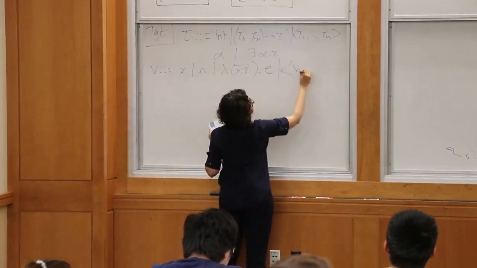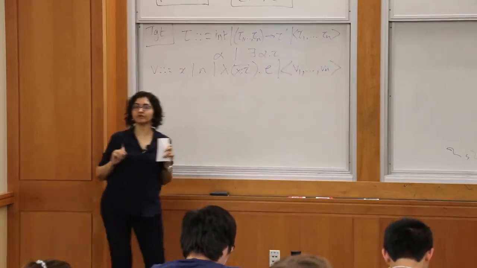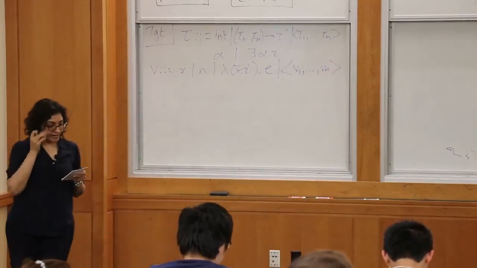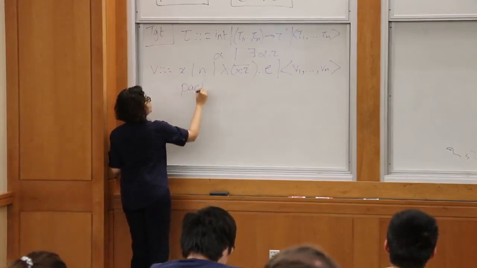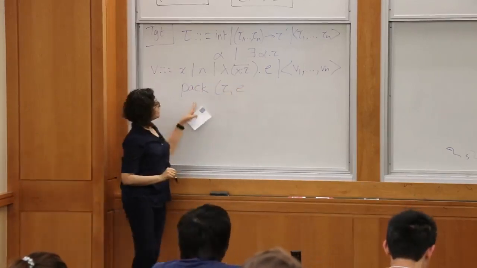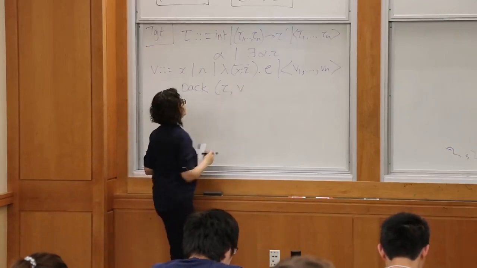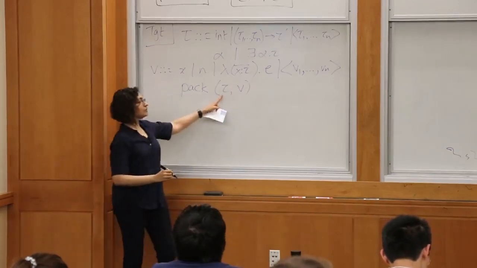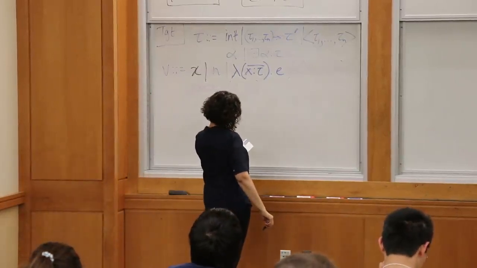My tuples, v1 through vn. And then we have to have values for pack, which takes the form pack, well, this is a value, so I have to put a v here. So pack this value with witness type tau. Okay, so multi-argument functions. What's next?